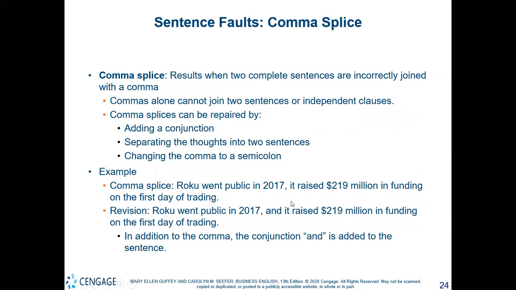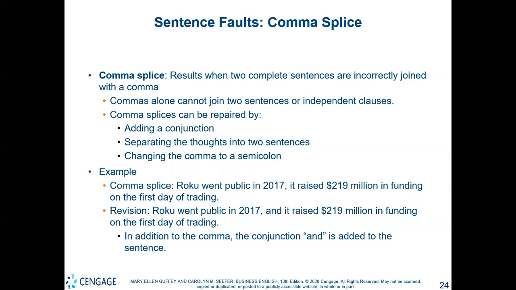Let's look at sentence faults, comma splice. Comma splice results when two complete sentences are incorrectly joined with a comma. Commas alone cannot join sentences or independent clauses. Comma splices can be repaired by adding a conjunction, separating the thoughts into two sentences, or changing the comma to a semicolon.